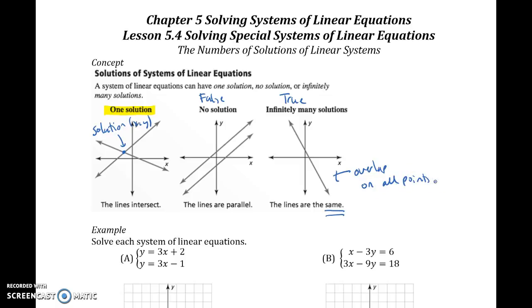So if you think about what that means of overlapping on all the points, if this black or grayish line that's drawn here is the original line, if I was drawing the exact same line on top of it, I'm just basically covering every single point. So every single one of these points overlap, making the infinitely many solutions. Okay? So let's take a look at the example.